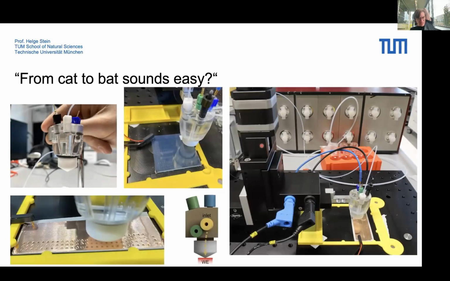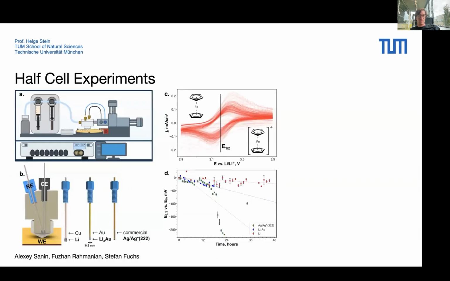We can also do half cells. This is actually something that comes from catalysis. The idea is to take a scanning droplet electrochemical setup, which is one of the very first examples that work. And for aqueous systems, these things work quite well. However, for non-aqueous systems, there are a lot of additional problems.